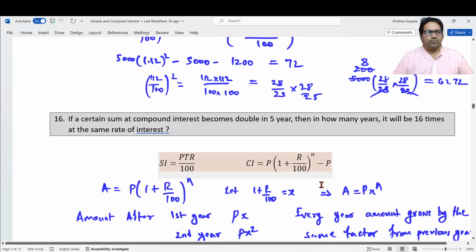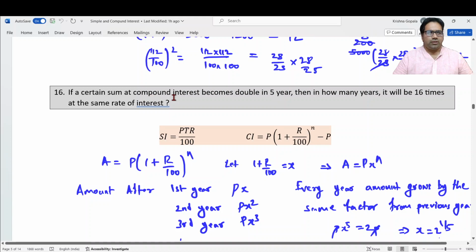Let us take one more problem. If a certain sum at compound interest becomes double in 5 years, then in how many years will it become 16 times at the same rate of interest? Okay, very easy. This is also very easy.